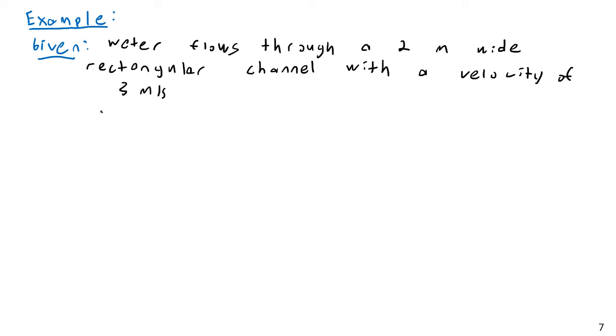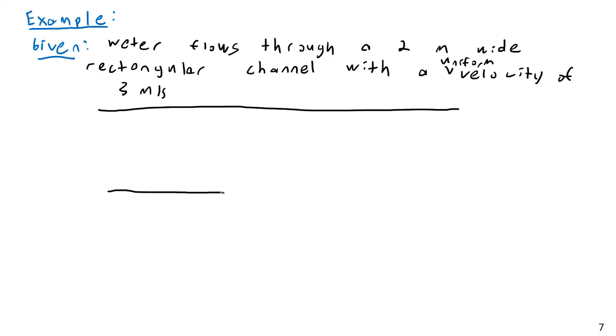So let me draw this. I should say a uniform velocity. It has a uniform velocity of 3 meters per second. That will matter in certain cases. So we're going to have a uniform velocity here. This is a channel, and it's going to be 2 meters wide, looking into the page here.